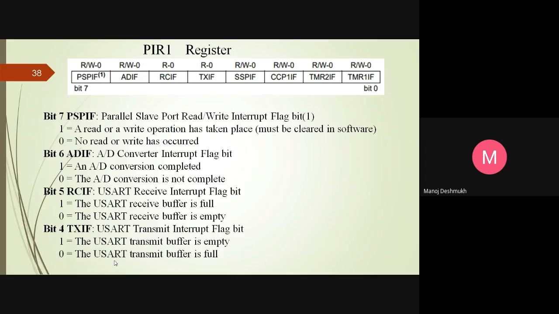So all flags are initially disabled or not activated, but whenever that particular situation or condition occurs or completes, that particular interrupt is activated by setting it to 1. Mention the values for 0 and for 1. So draw the format for PIR1.